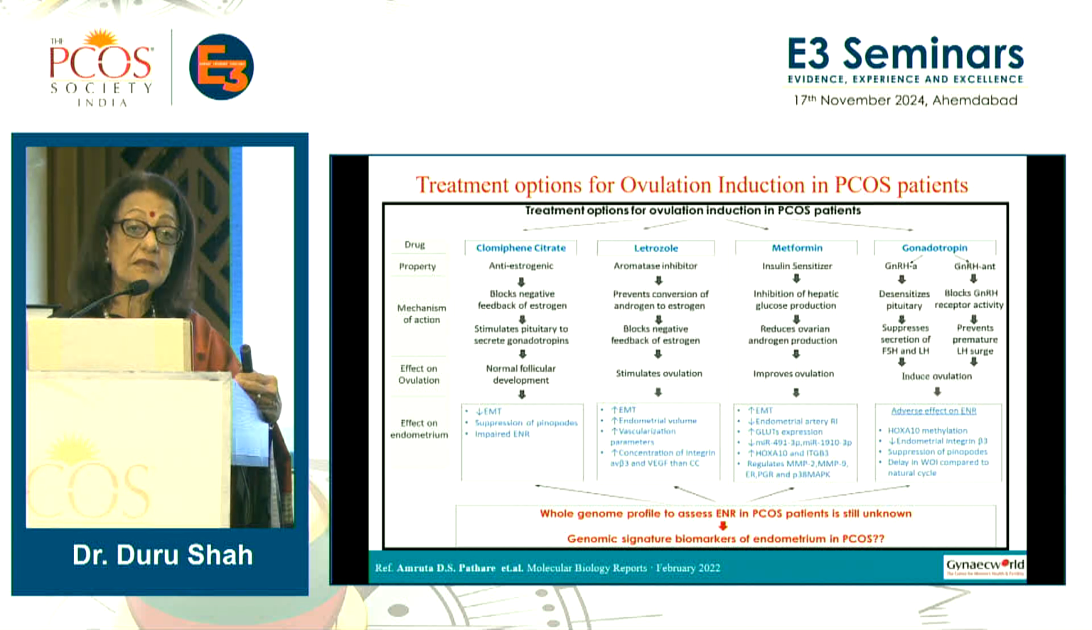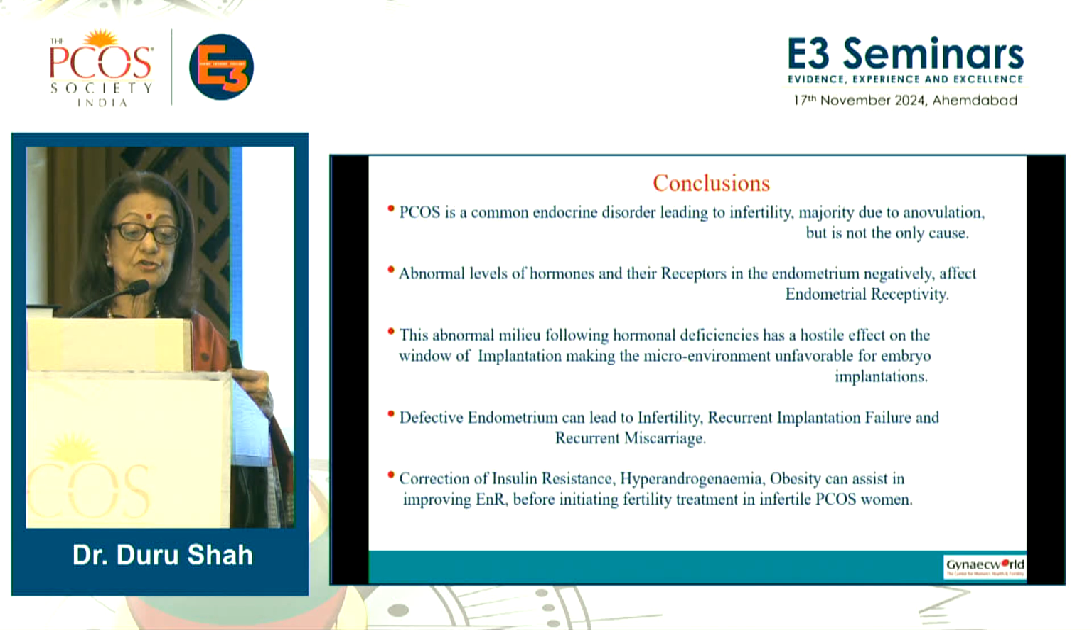So in short, we get better pregnancy rates with a thaw cycle, especially in PCO patients, because there is some amount of hyperstimulation which occurs in PCO patients, and there is a little bit of an imbalance in the hormones at the endometrial level. So in short, I'll conclude that PCOS is a common endocrine disorder leading to infertility, majority due to anovulation, but it is not the only cause.